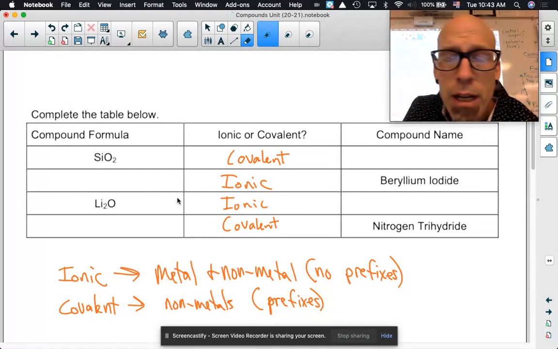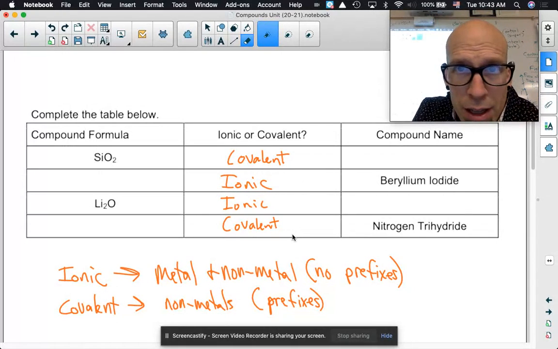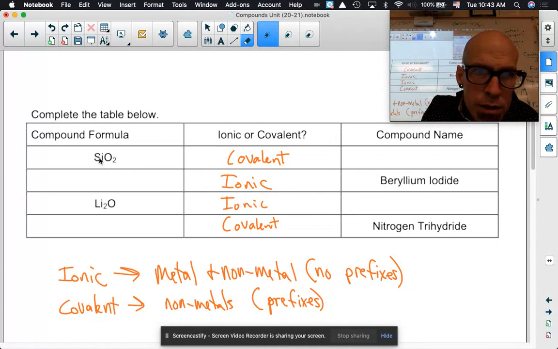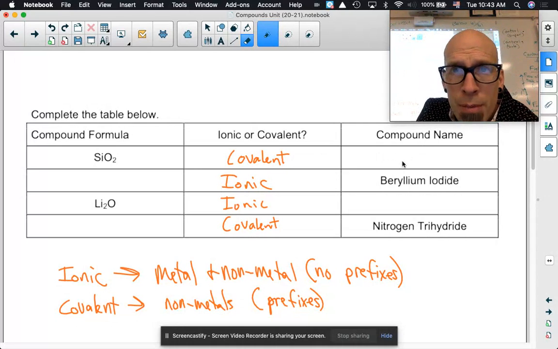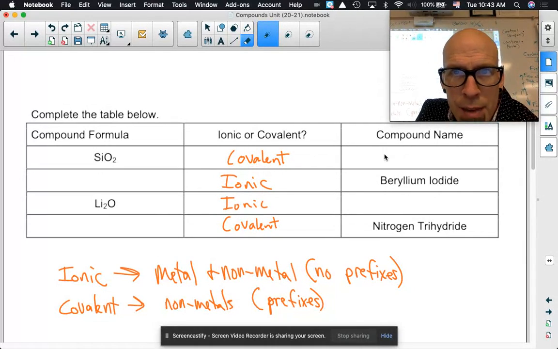So we at least have those identified. Now, why do we care to identify them? Because we don't know how to name them if they're not identified correctly. Because again, we don't use prefixes on ionic compounds. We do use prefixes for covalent. So, number one here, silicon and oxygen. What would be the compound name? Since we know it's covalent, how would we name it?